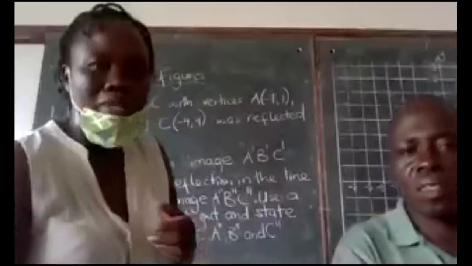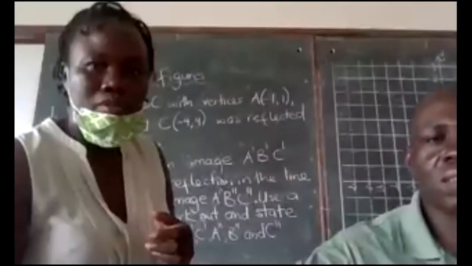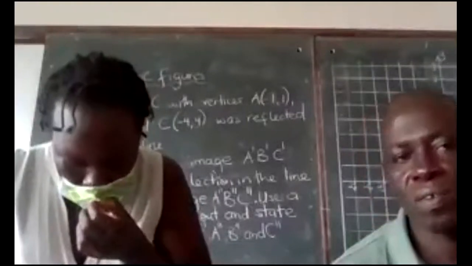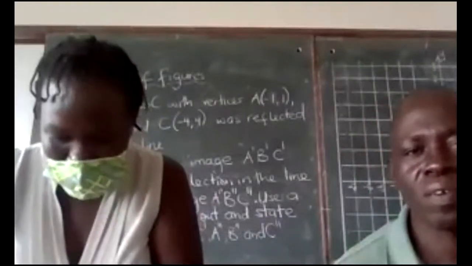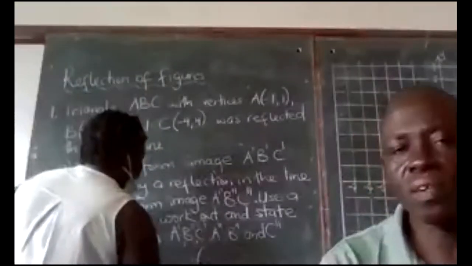Okay, Nakabonge, I think, put up her hand first. C prime is 5, 4. Yes, D is C, sorry. C prime is 5, 4. 5, 4, very good.